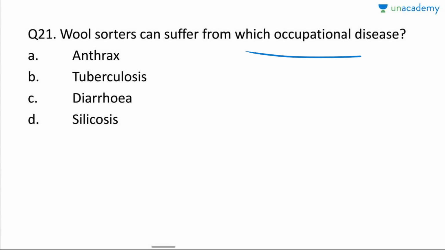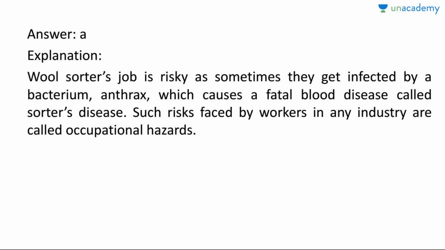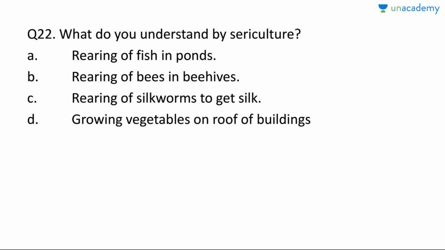Anthrax is also called sorters' disease. Bacillus anthracis is the bacteria which causes it. So the wool sorters' job is risky because they get infected by a bacterium called anthrax, which causes a fatal blood disease called anthrax and sorters' disease. And such risks which are faced by workers in any industry are called occupational hazards. So this is important.